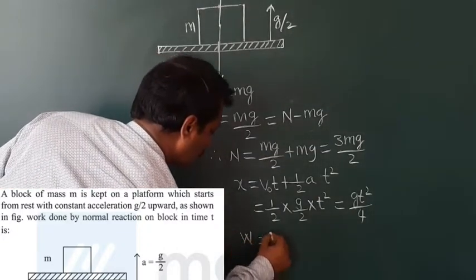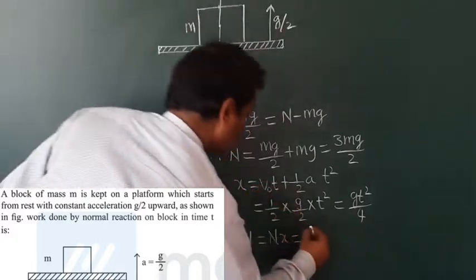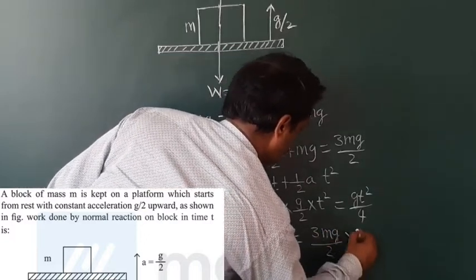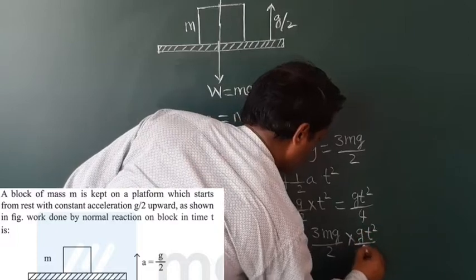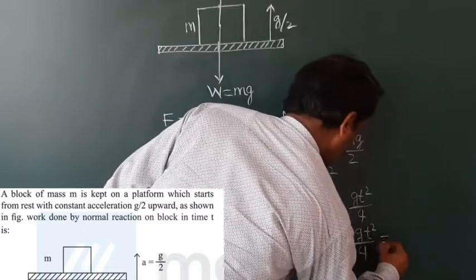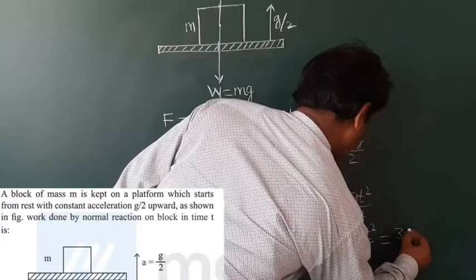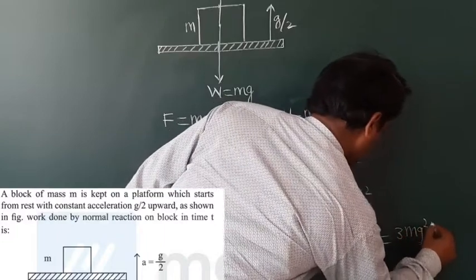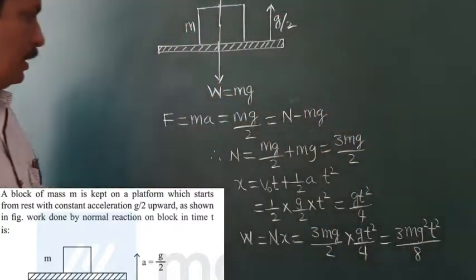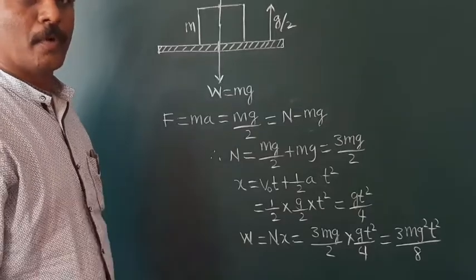Therefore now the work done. Work done is equal to force into displacement. So force is 3 mg by 2 into displacement g t squared by 4. Now you simplify this. If you simplify this, we will get 3 mg squared t squared divided by 8. This is the work done on the body.